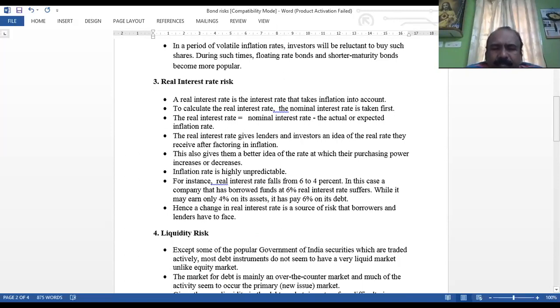The real interest rate gives the lender or investor an idea of the real rate they receive after factoring in inflation. The inflation rate is highly unpredictable, so we cannot predict it. For example, say the real interest rate falls from 6% to 4%. The company has borrowed funds at 6% and will suffer, because it can get only 4% on its assets, but it has to pay 6% on its debt. In this scenario, the company has to accommodate the risk called real interest rate risk. Changes in the real interest rate are a source of risk that borrowers and investors have to face. So inflation risk and real interest rate risk are closely related.